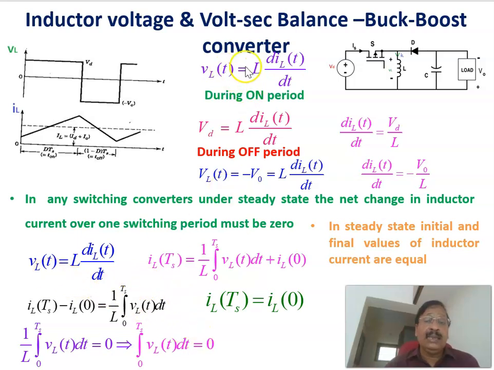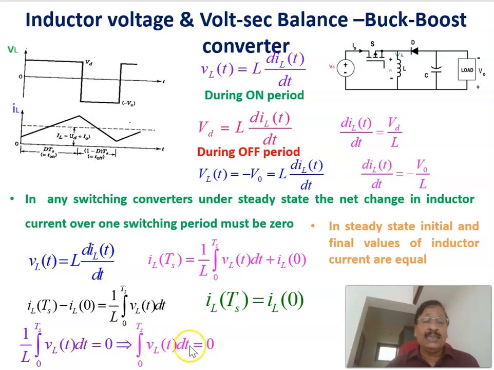Now, coming to the basic equation, VL(t) equals L dIL by dt. The current through the inductance at Ts is equal to the current at 0, plus the change in current due to it, that is, 1 by L integral 0 to Ts VL(t) dt. Therefore, IL(Ts) minus IL(0) equals 1 by L integral 0 to Ts VL(t) dt. Since the initial value of the current is the same as at Ts, this difference is equal to 0, so the integral 0 to Ts of VL(t) dt should be equal to 0.